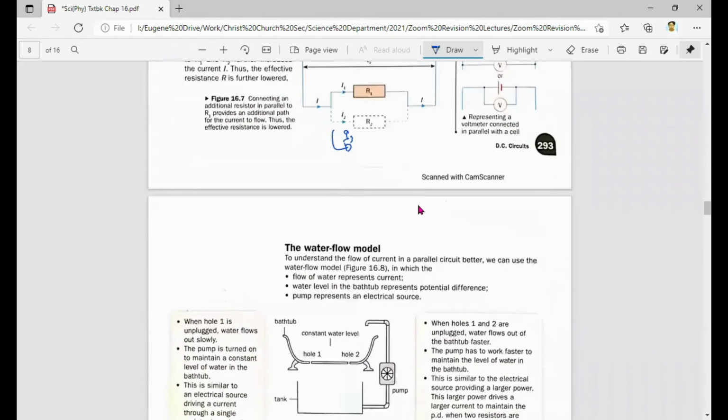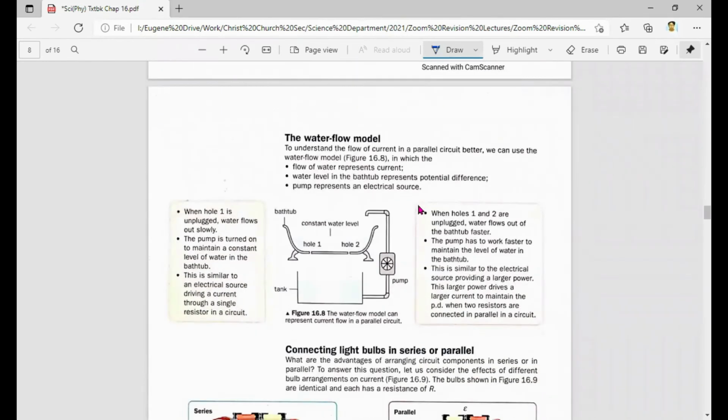Okay, and this water flow model is just to help you understand the whole circuit a little bit better in terms of parallel circuit. The flow of water represents current. So there's a flow of water here, a flow of water here, a flow of water here, and then the pump to pull it back. The water level in the bathtub represents potential difference. Do take note, they mentioned constant water level, so the potential difference stays constant. Quite interesting. The pump represents the electrical source.